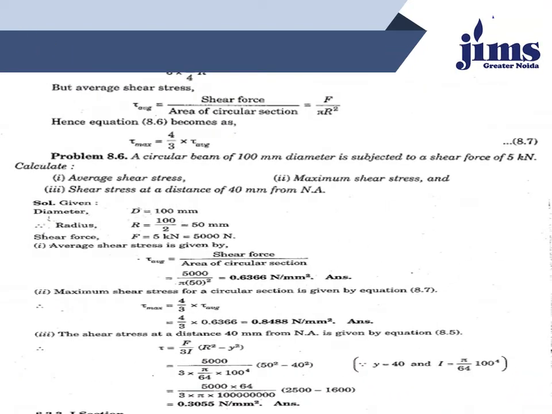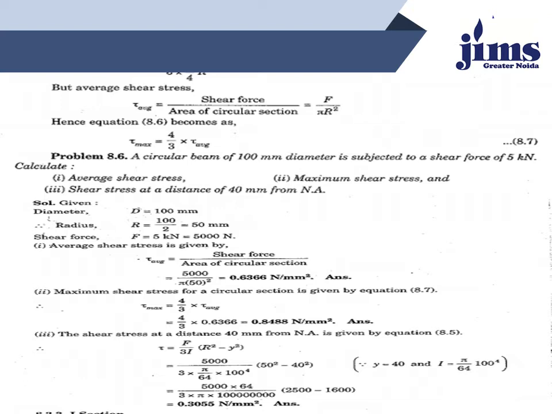But we know that the average shear stress, tau average, is equal to shear force divided by area of the cross section, that is F divided by pi r square. So putting this value of tau average in the above equation, we get tau max is equal to 4 by 3 tau average. This is a very important relationship for calculating the tau max value if tau average is given.